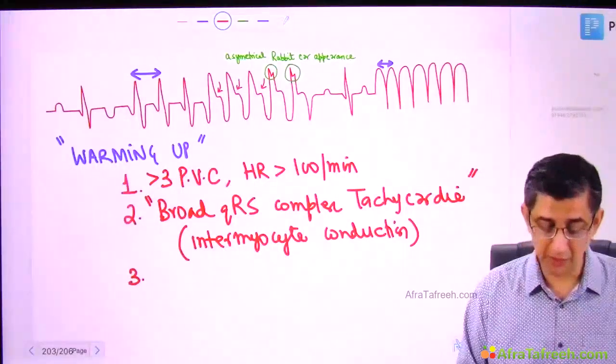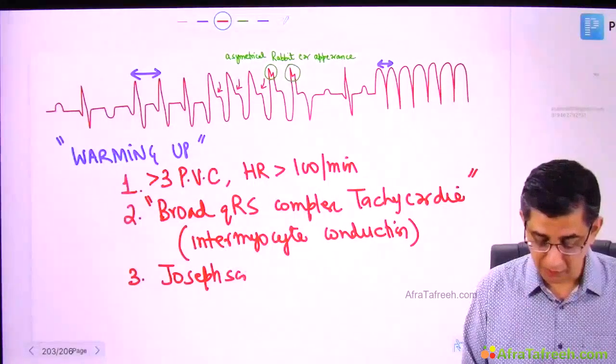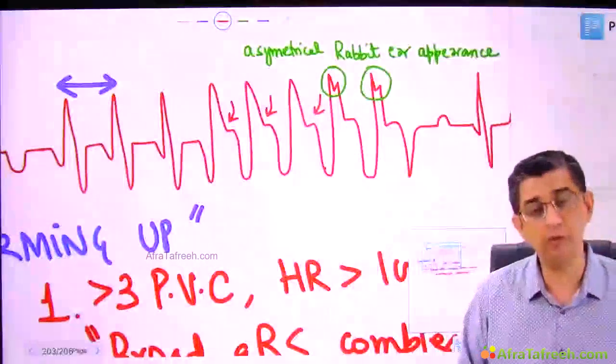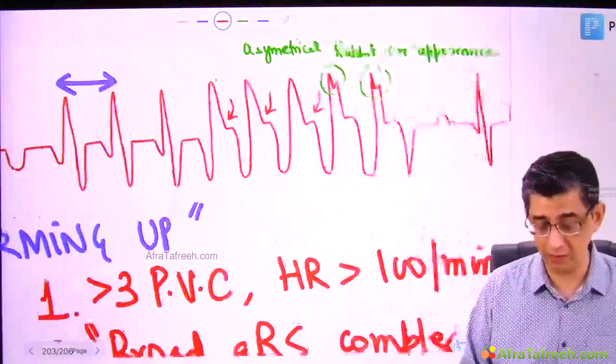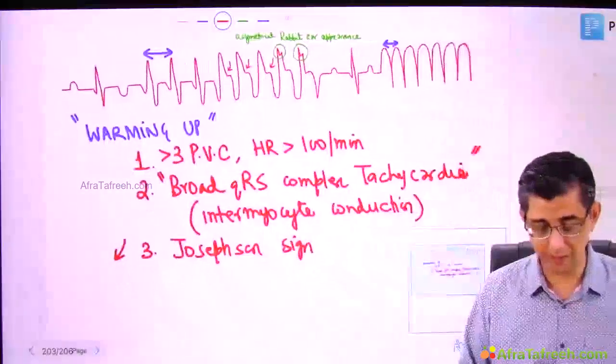In fact, in some of the ECGs, you might be getting what is called the Josephson sign. Josephson sign is this notch, or I would say this shelf kind of appearance that is present in the downswing of the S wave. So I'm just going to put an arrow here to say that Josephson sign has been highlighted.